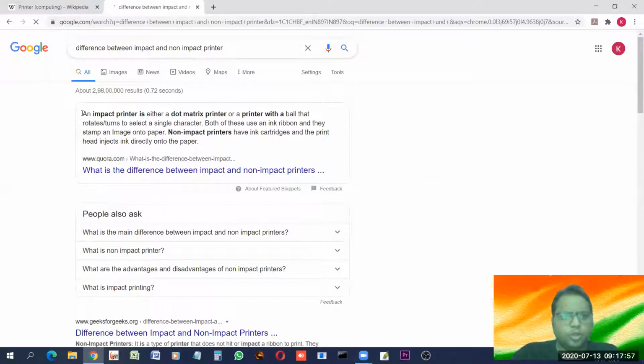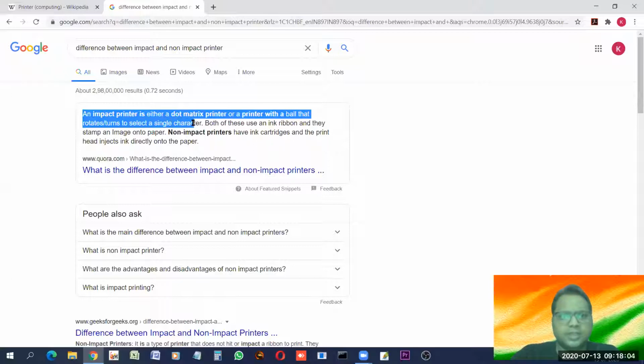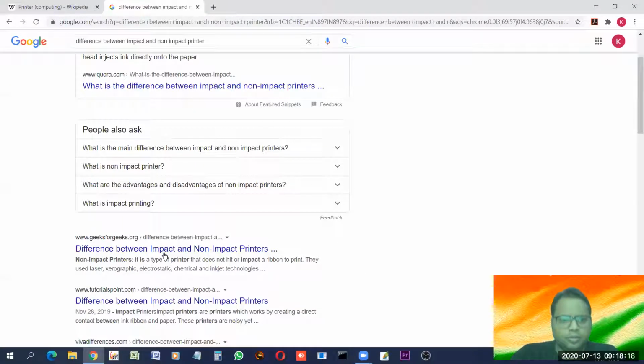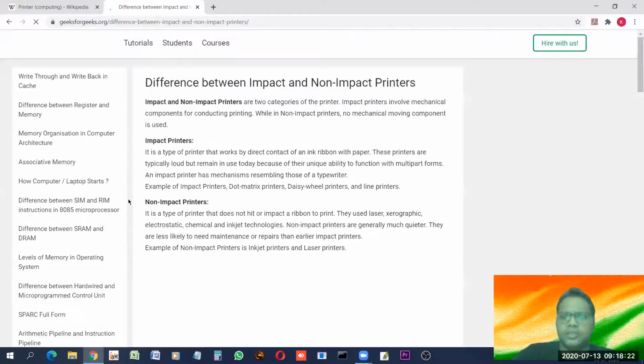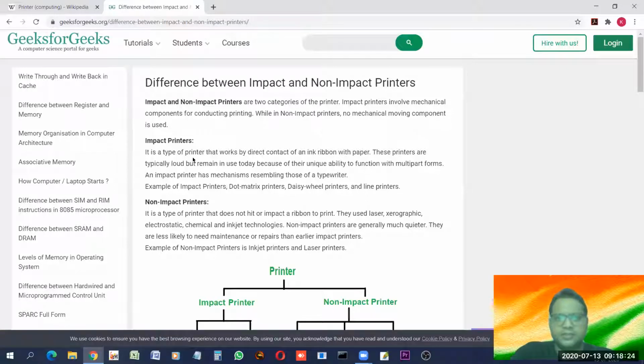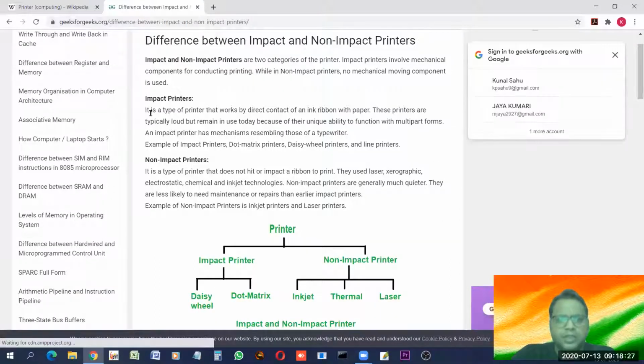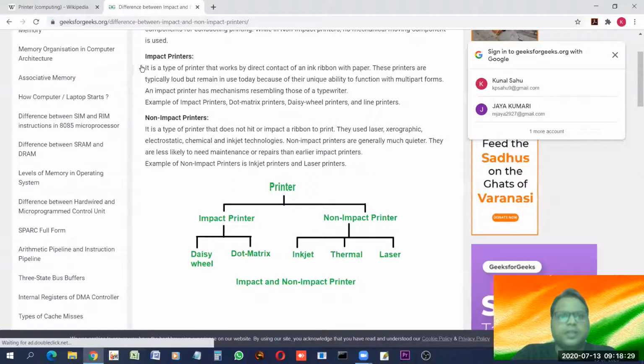Okay. So an impact printer is either a dot matrix printer or a printer with a ball that rotates, turns to select a single character. Both of these use an ink ribbon and they stamp an image onto paper. Whereas a non-impact printer has a cartridge and the print head injects ink directly on the paper. So more differences you can find. First of all, in order to understand printers, you need to understand these differences. I'll tell you, don't worry.